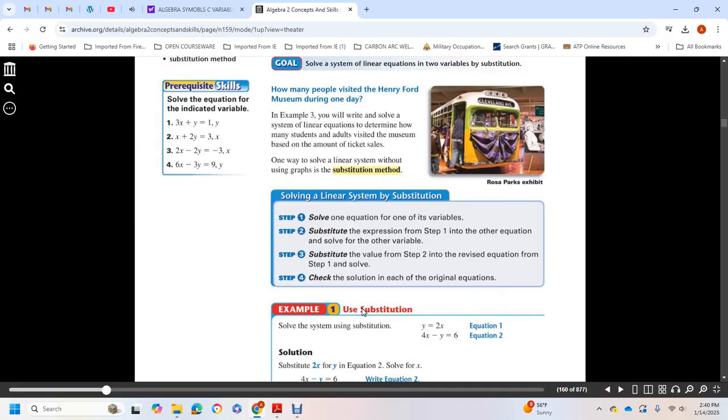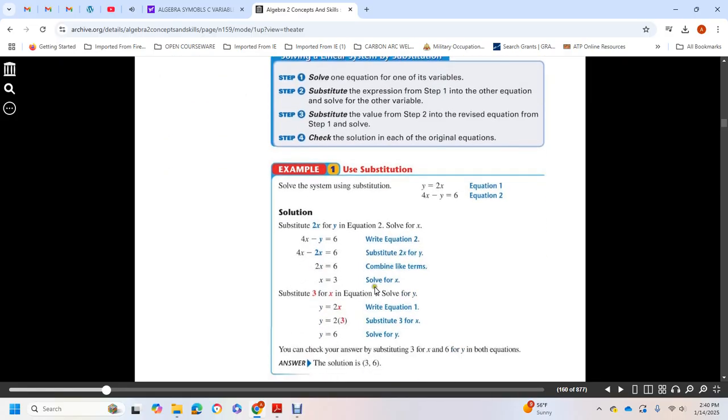Step 2: substitute the expression from step 1 into the other equation and solve for the other variable. Step 3: substitute the value from step 2 into the revised equation from step 1 and solve. Check the solution in each of the original equations.